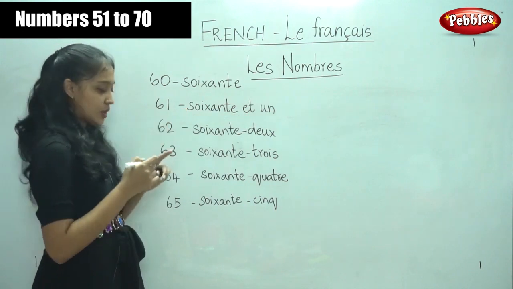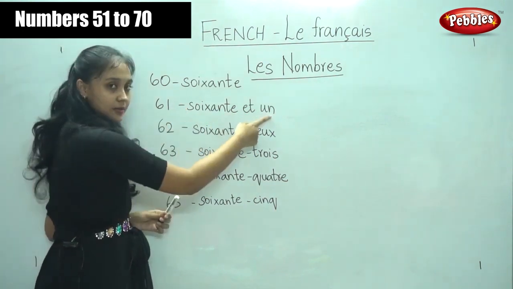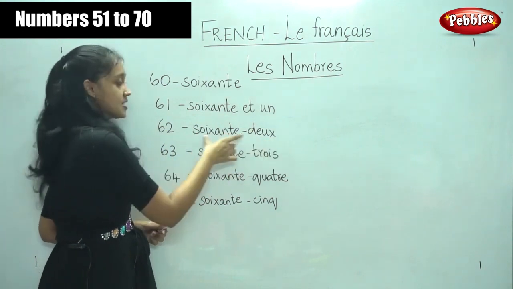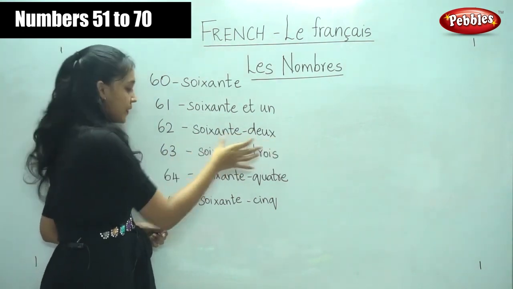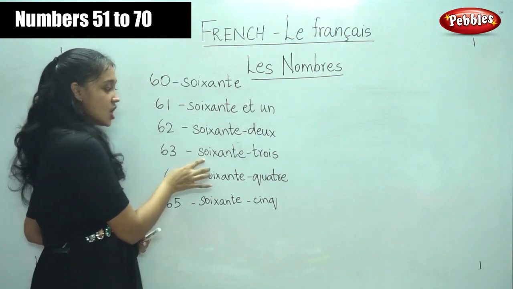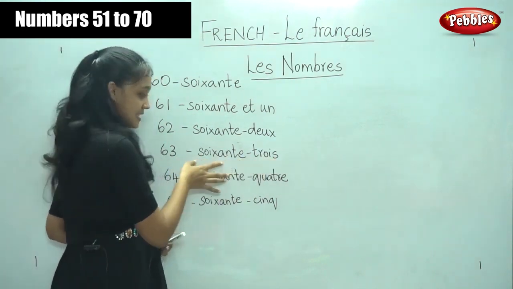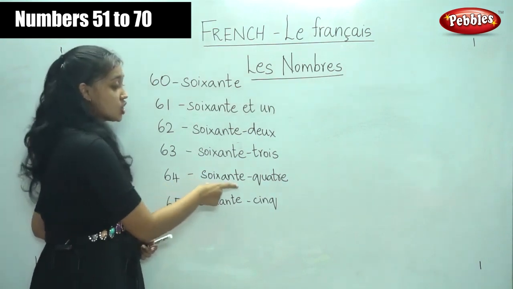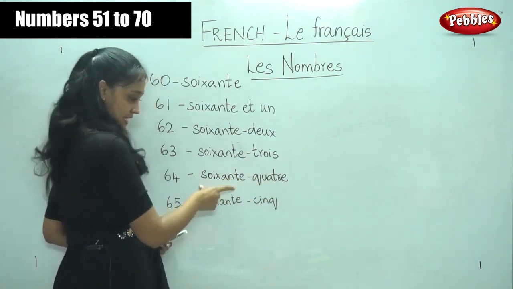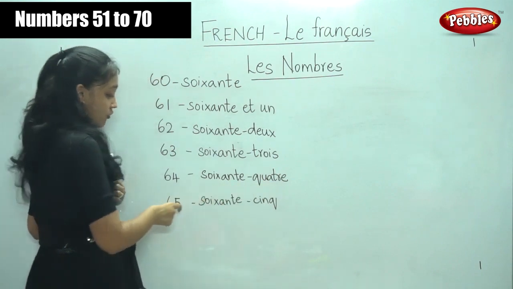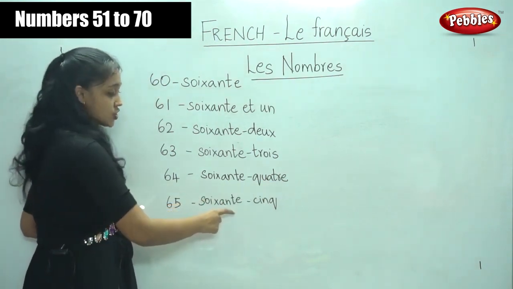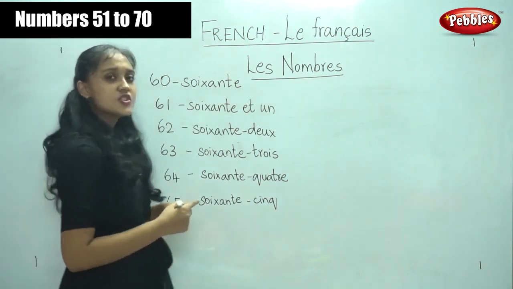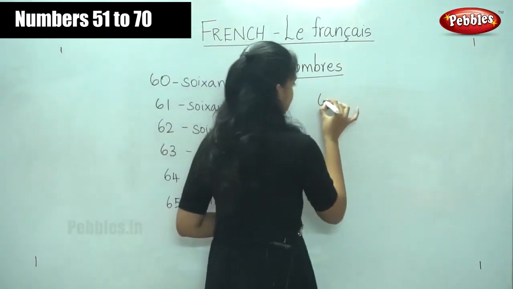So, for 61 we say 61. For 62 it is 62. For 63 it is 63. For 64 it is 64. For 65 it is 65. So try writing number 66.